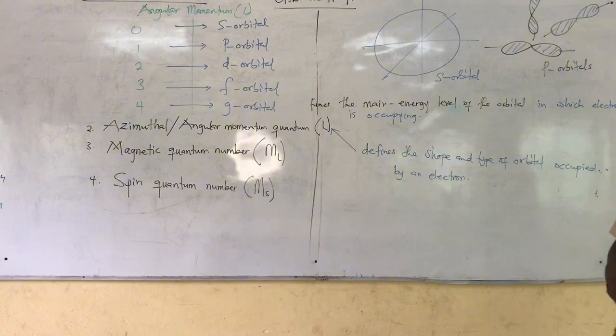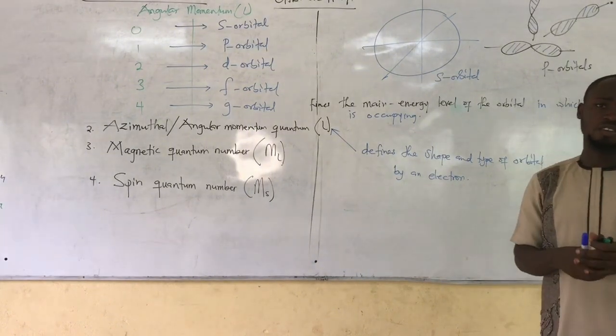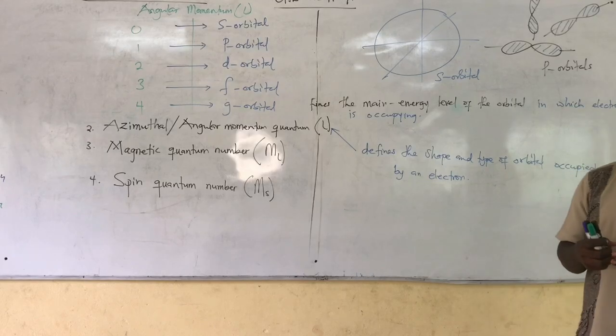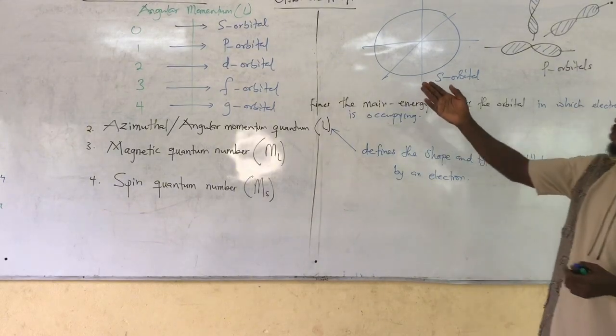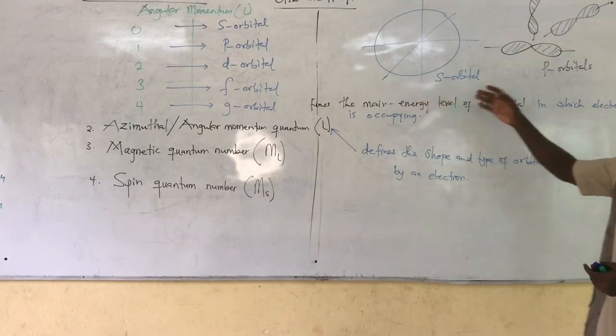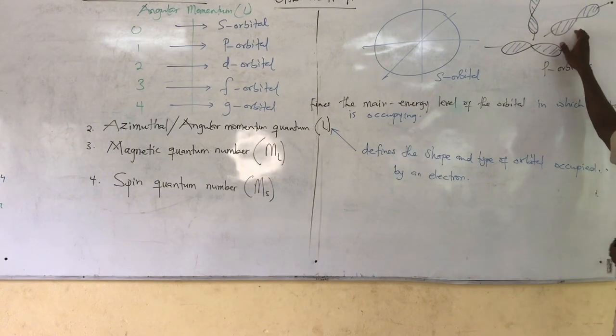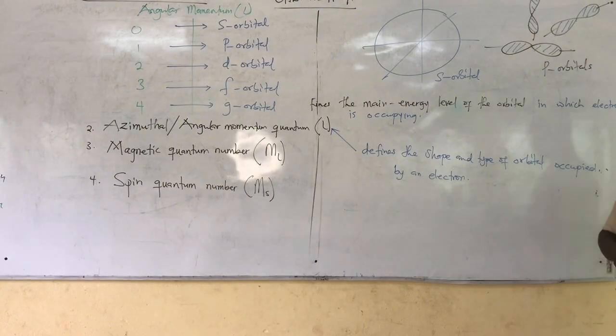For the remaining orbitals, they are complex in shape. Is that okay? So in our lesson, we'll be looking at the s orbital, its shape is spherical, and these are the shapes of the p orbital. It can exist in these three forms, which we will explain in our next quantum number.